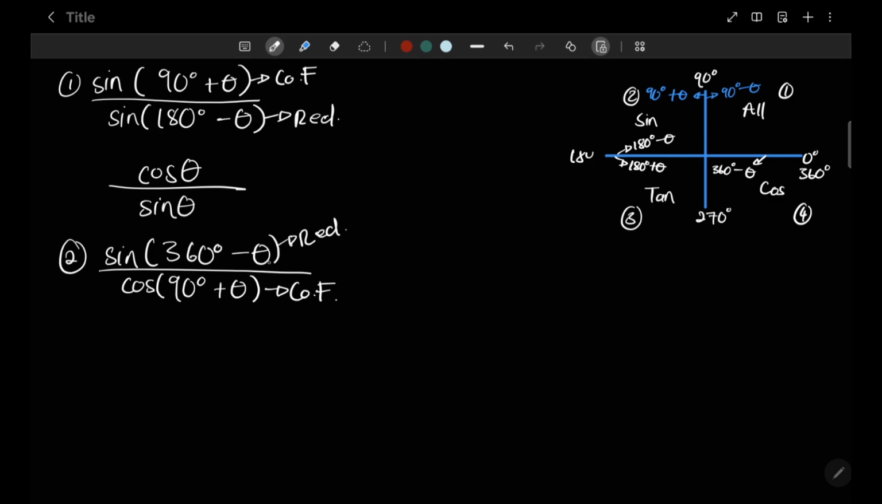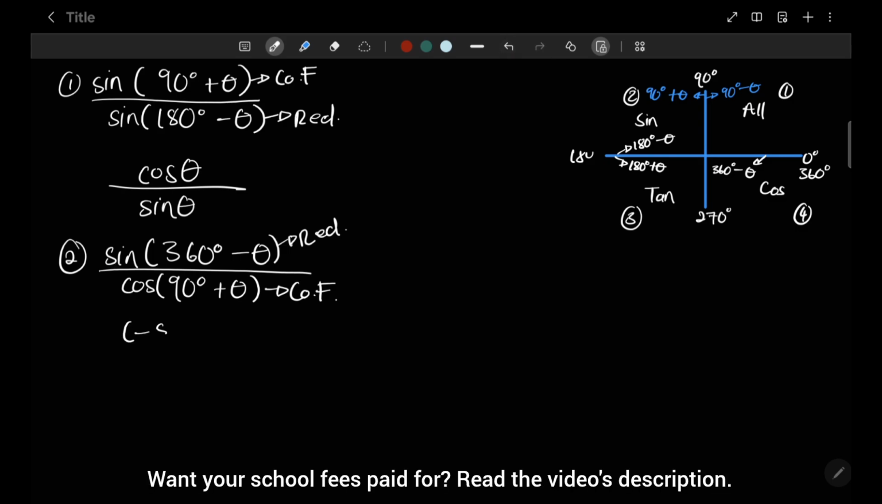Sine 360 degrees minus theta. Look for it on the case diagram. That's 360 degrees minus theta. It's in the fourth quadrant where sine is negative. So your answer should be negative sine theta.